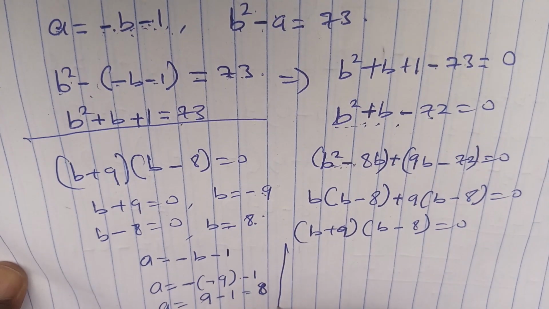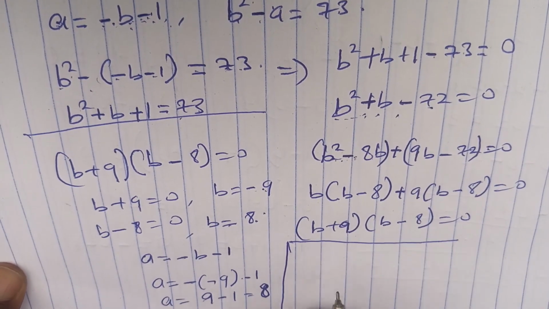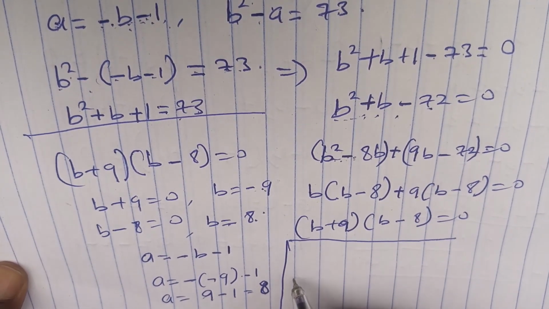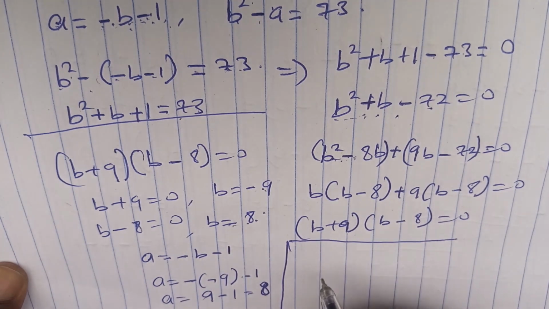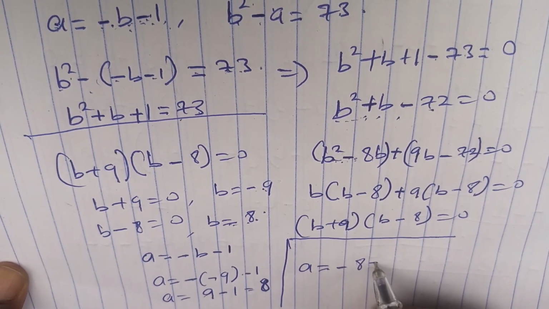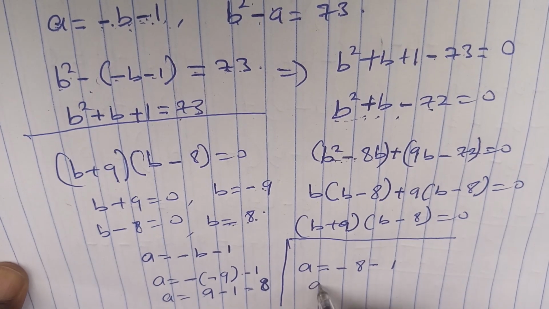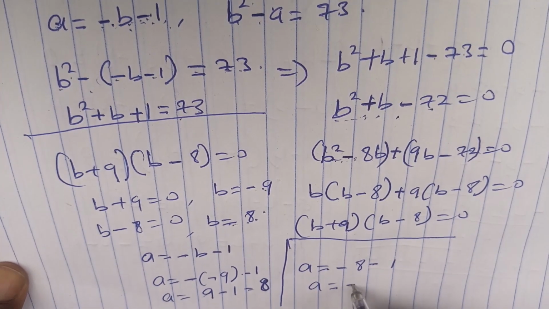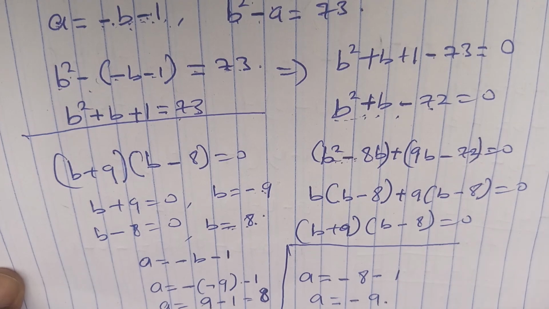Okay, let's move on to this part. We said when b equals 8, what then is a? a equals minus 8 minus 1. So therefore our a equals minus 9.